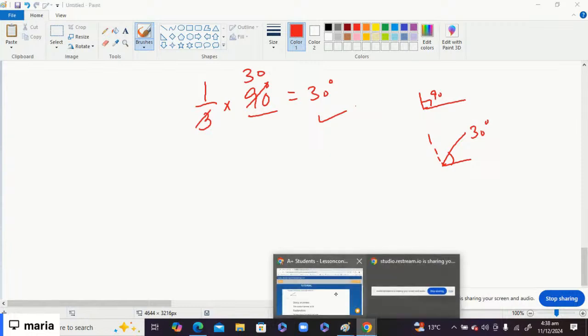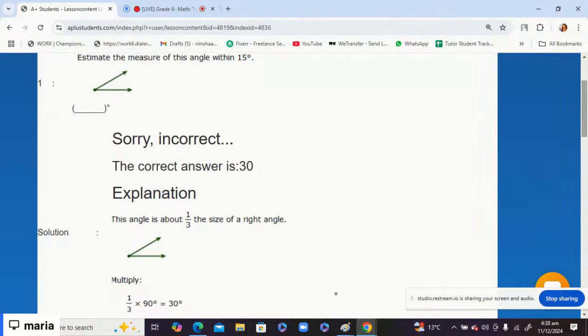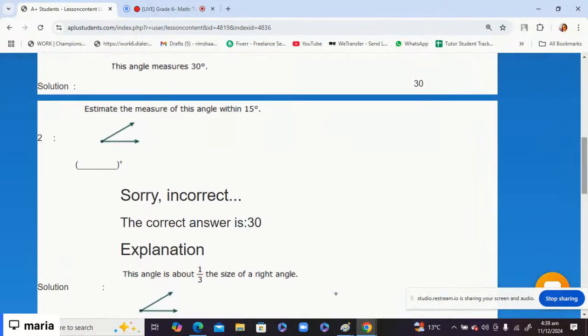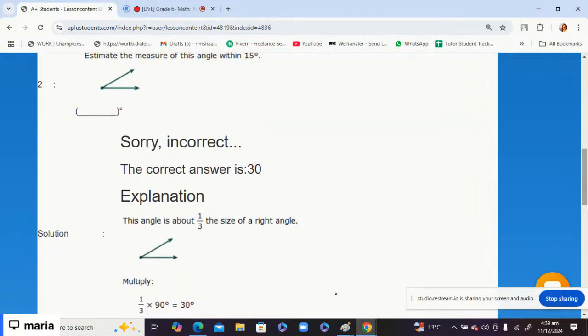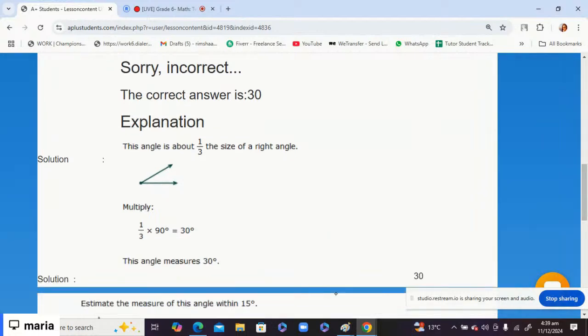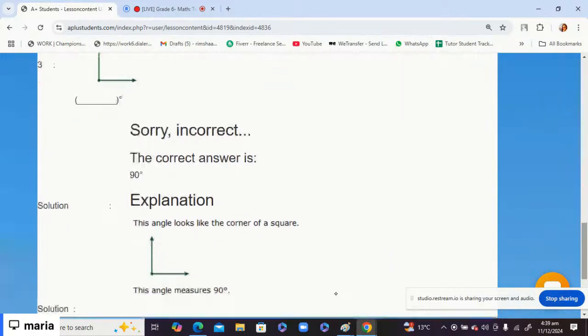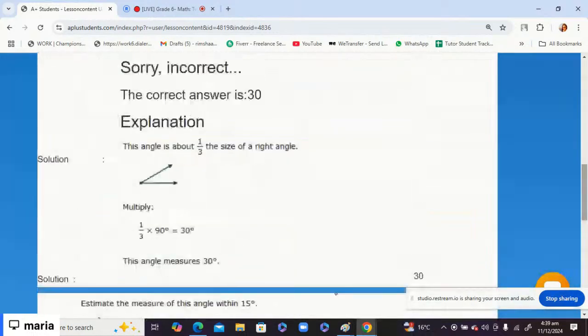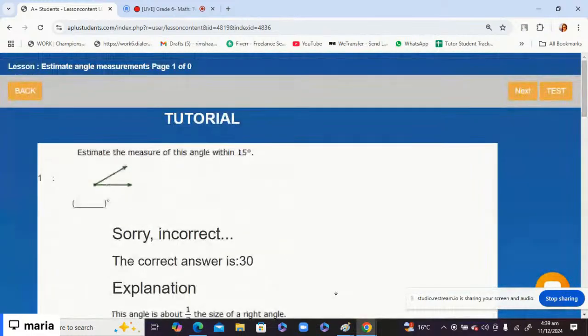Okay, estimate the measure of the angle within 15 degrees. Okay, and this is again 1 by third of 90 you're going to find. So how can we find 1 by third of 90? The same procedure, just 1 by 3, then times 90, then divide. That is 30 degrees. Let's do the next. Look at here, this is a 90 degree angle, so we can say that it's a 90. We are not basically going to divide or do anything with it.